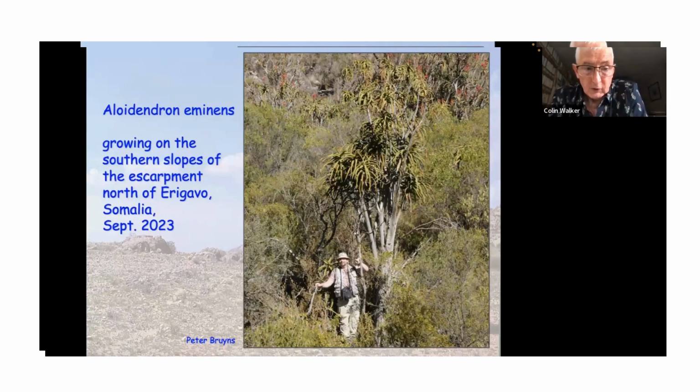Peter Bruns has visited this locality only in September last year, and here is one of his photographs. To all intents and purposes, this looks very similar to Aloidendron barbarae, Aloidendron tongense, but here we are in Somalia. And Reynolds and Bally named this eminens because the Somali name was tall aloe, and eminens is the Latin version of that. So it is a very similar looking plant to the 2 southern African species.